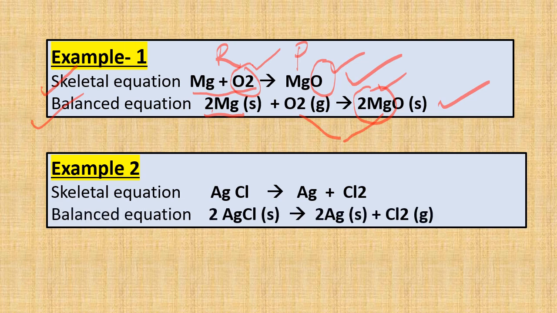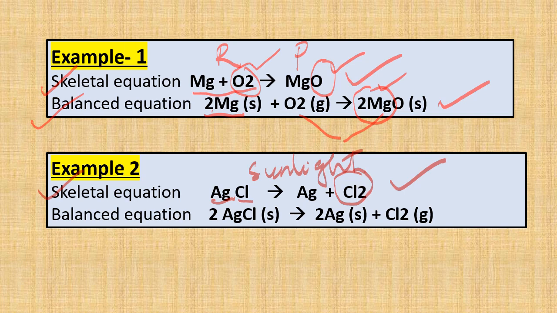Silver chloride breaks down in the presence of sunlight to form silver and chlorine. Look at equation number 1. As you can see, though the silver atoms are balanced on both the reactant and product side, there is a single chlorine atom on the reactant side, but there are two chlorine atoms on the product side. So this is not a balanced chemical equation. This is a skeletal equation.